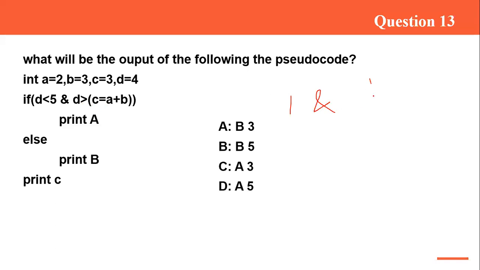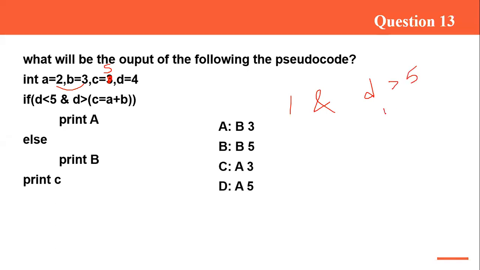D greater than C is equal to A plus B means what? A plus B means 2 plus 3. 2 plus 3 means 5. So C value is updated as 5. Remember, C value is updated as 5. And then D greater than 5 we are checking. D greater than 5. Is it true?